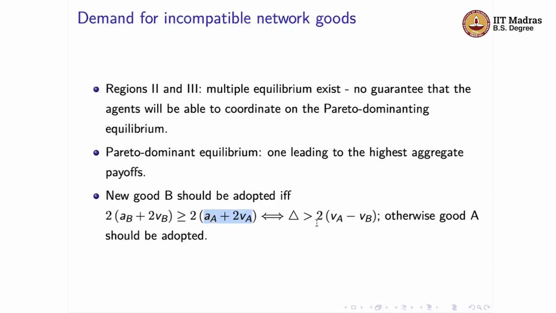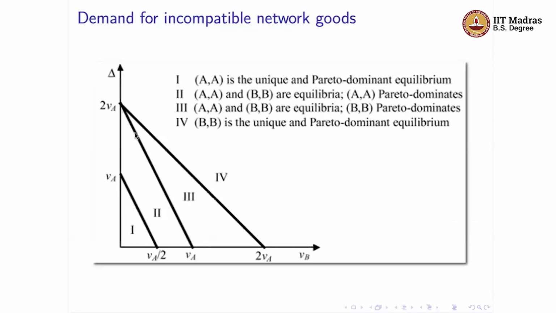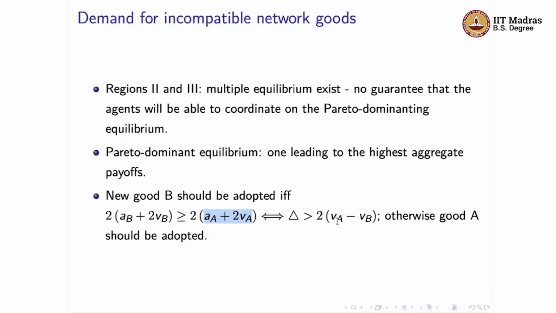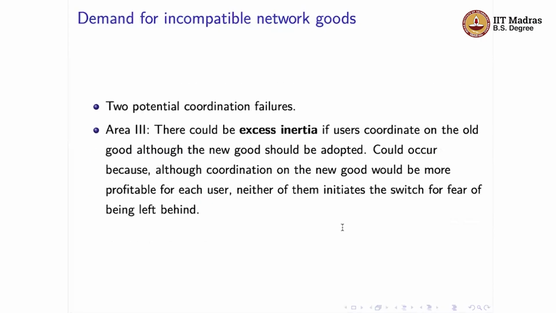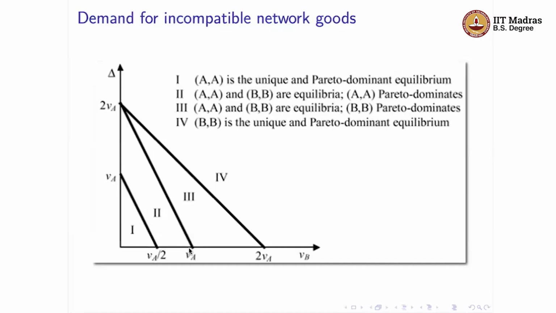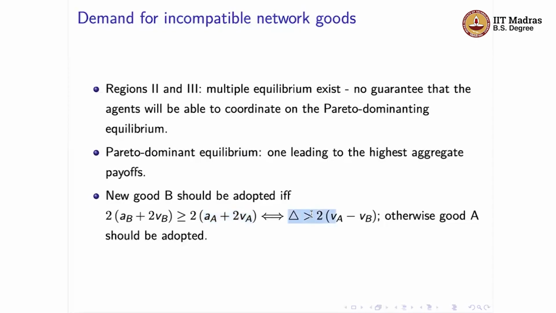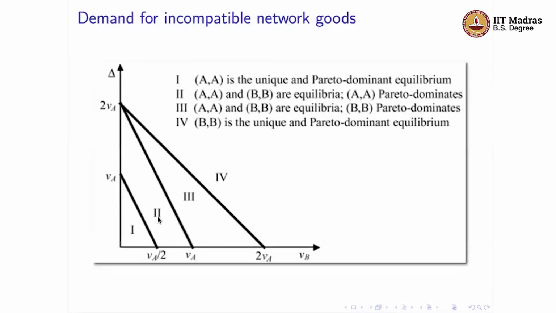Okay, so we can also plot this in the picture that we had. Again, if you notice, this is an inequality coming from a straight line, and it is basically this inequality that you see here, right? Because 2VA will be the intercept, and then this one will have VB as the slope. So what you get from here is also interesting. In regions 3 and 4, BB is the Pareto dominant equilibrium. That is where this inequality is satisfied. And in regions 1 and 2, AA is the Pareto dominant equilibrium, right?